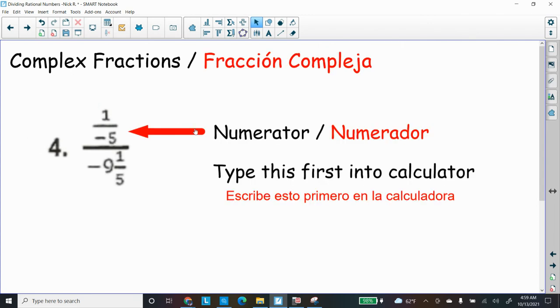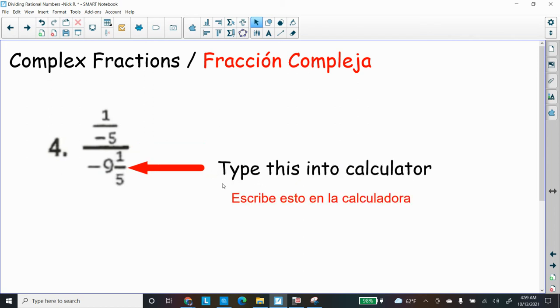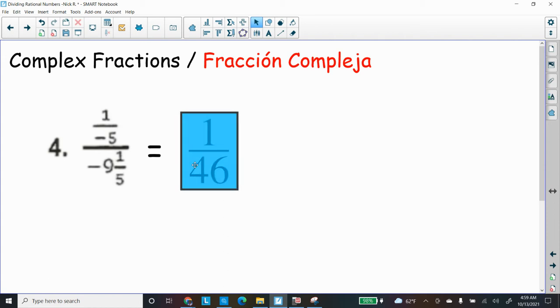Your first step is to take the numerator and type it into your calculator. So -1/5, we would type that in our calculator. Next step, press the division symbol. If you remember from some time ago, I said fractions are really division problems. So we would press the division symbol. Next step, type the denominator into your calculator. So we type all that in, and we would get our answer of 146.